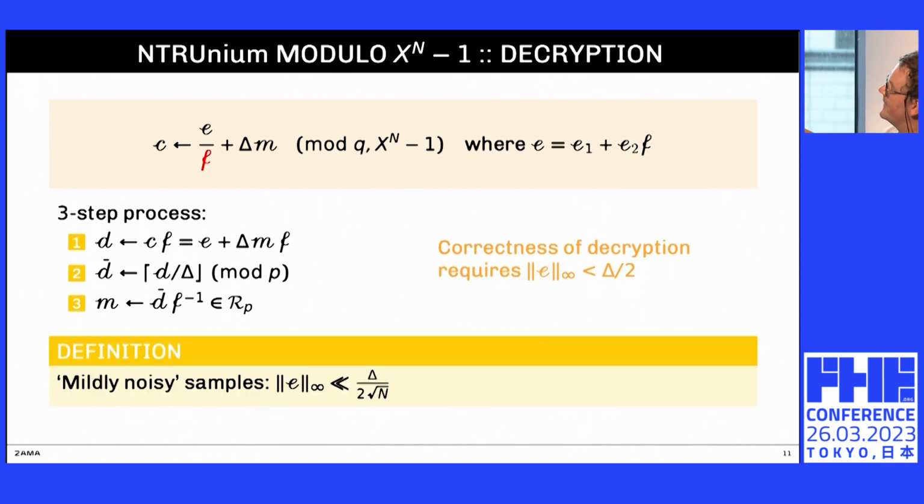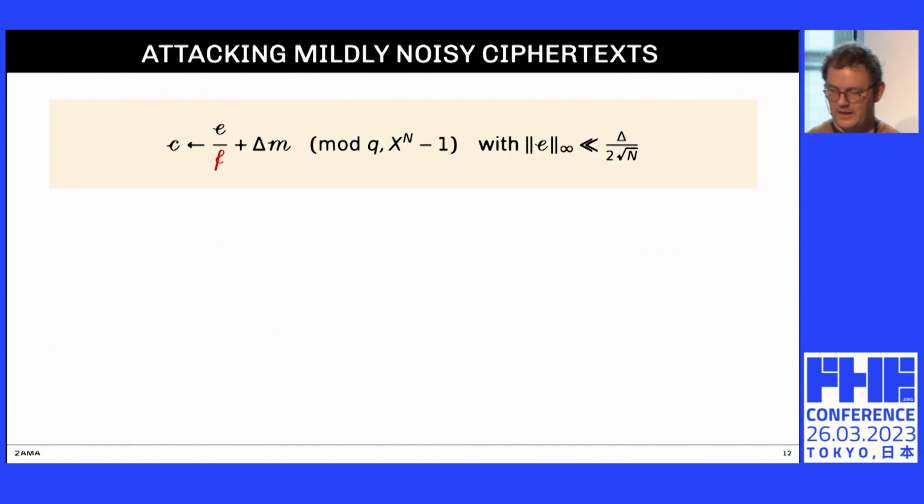And so now I'd like to introduce that notion of what I call a mildly noisy sample. So it's like this one, but you see that the condition now is stronger. So I assume that the noise is smaller than delta over 2 times square root of n. Okay. So those are ciphertexts with not too much noise. So you see that the difference is that factor here, square root of n. So assume that I have such a ciphertext, which is mildly noisy, with the error bounded like this.